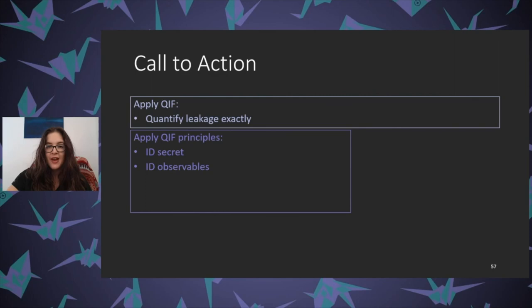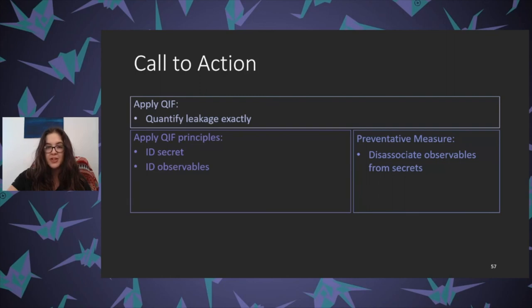Once you've identified what an attacker could observe, a good preventative measure is to disassociate this observable information from your sensitive information. For example, if you notice that a program processing some sensitive information takes longer with one input than another, you can take steps to standardize that processing time. You really just don't want to give an attacker any hints.